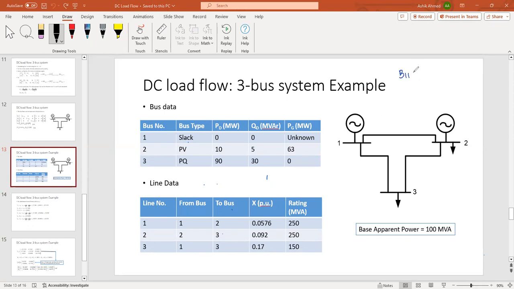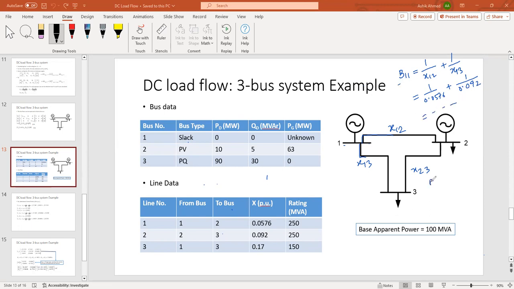So B11, what would be B11? This is bus number 1. Two lines are originating from here. We have X12, X13, and X23. So B11 will be 1 upon this line plus 1 upon this line. These two lines are present. So what are the entries? 1 upon X12, 0.0576, plus 1 upon X13, 0.092. So whatever value comes, that will be B11.